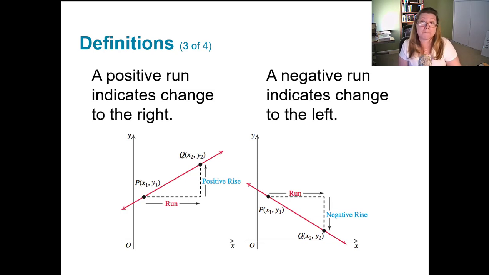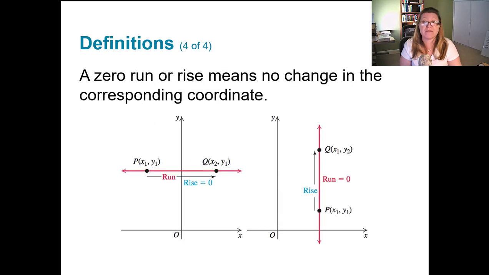Now, here's the thing. We talked about positive change in our rise. We've talked about negative change in our rise. But we do need to consider, what if there's no change? When we have no change in our rise, we stay on the same line horizontally. And that means our rise is 0. There was absolutely no change in our rise. When our run is 0, that means there's no change in our run.